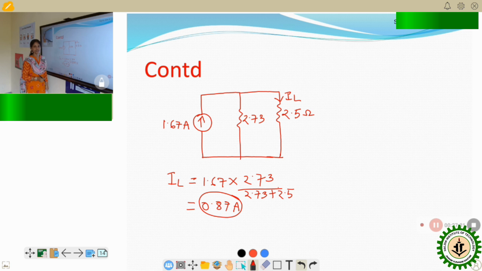I think all of you understand how to calculate IN or short circuit current after removing RL from the network, and how to calculate Norton's equivalent resistance after removing all the voltage and the current sources, and how to calculate IL, current to the load resistor, from the Norton's theorem. And that's all.